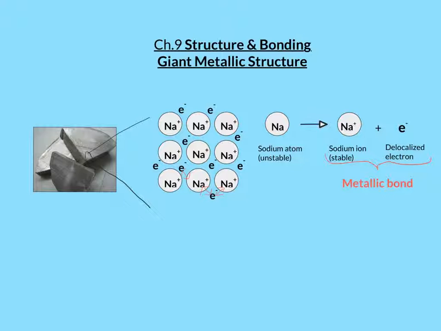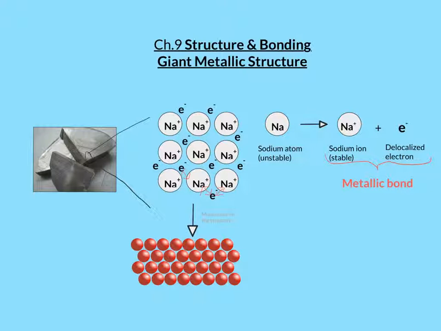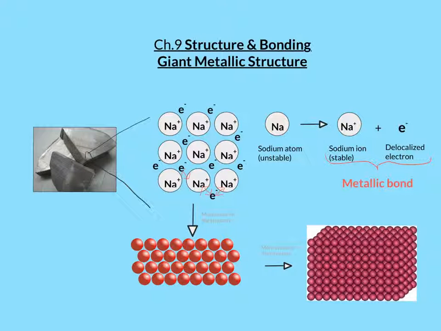Moreover, why do we call the metallic structure giant? Because this structure can be extended unlimitedly, and there can be more metal ions and delocalized electrons on the same layer, and also there can be numerous layers above and under the metal layers. Then we can see a larger metallic structure consisting of metal ions surrounded by a sea of delocalized electrons. So this is the giant metallic structure.